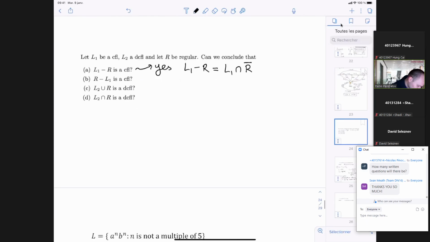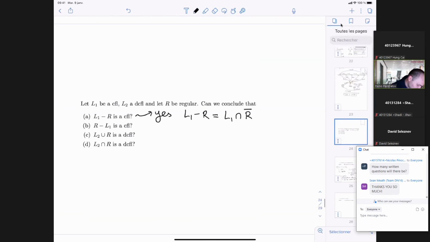It is exactly the same thing, and it is kind of similar to what we were discussing here. If R is regular, by closure properties, R complement is regular. And then the intersection of a CFL with a regular language is a CFL by regular intersection closure.